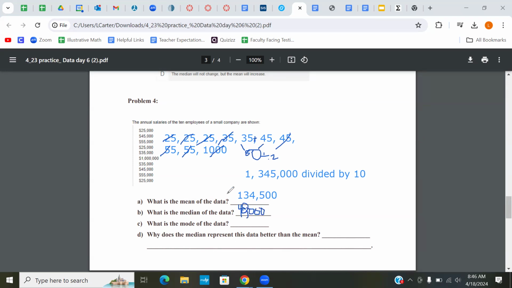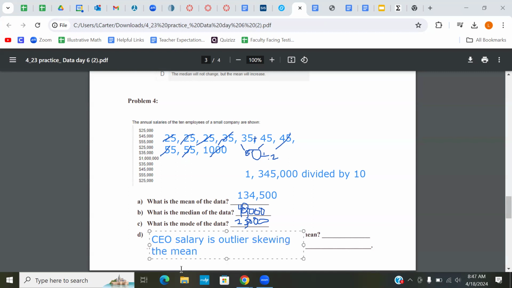Now, the mode would be the one that's there the most. That would be the 25,000. All right. And the reason the median is better than doing the mean here is because basically the CEO or the boss's salary is an outlier skewing the mean. Okay. So that's the answer for this part of number 4.